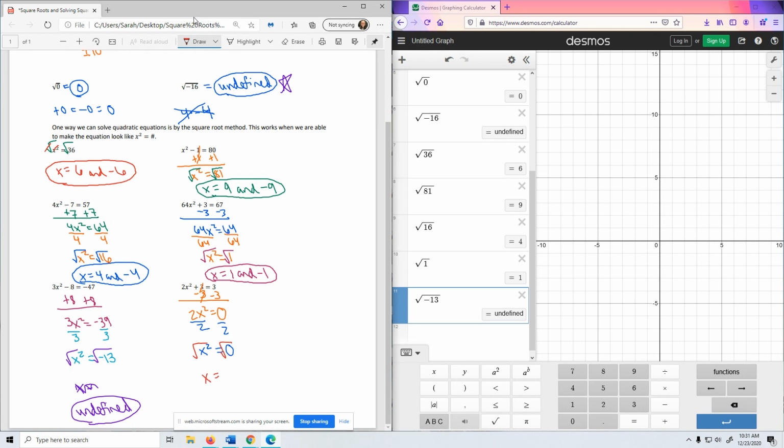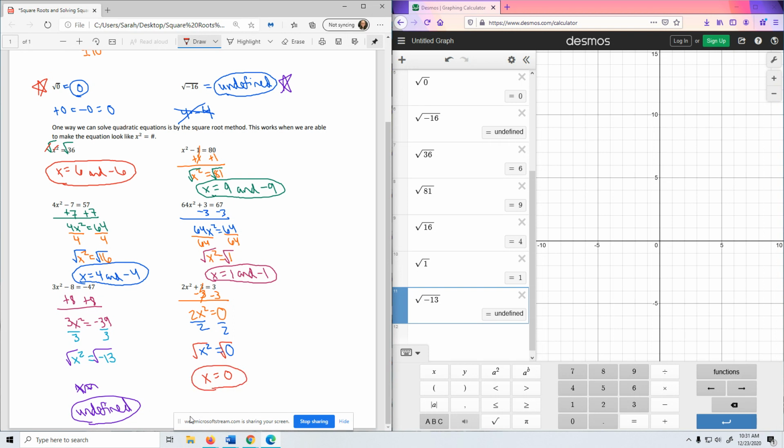This side just becomes x. And then looking back here, the square root of 0 is just 0. You could check that in Desmos if you wanted to. We actually already did it earlier. Square root of 0 is just 0. No +0 and -0, just 0.